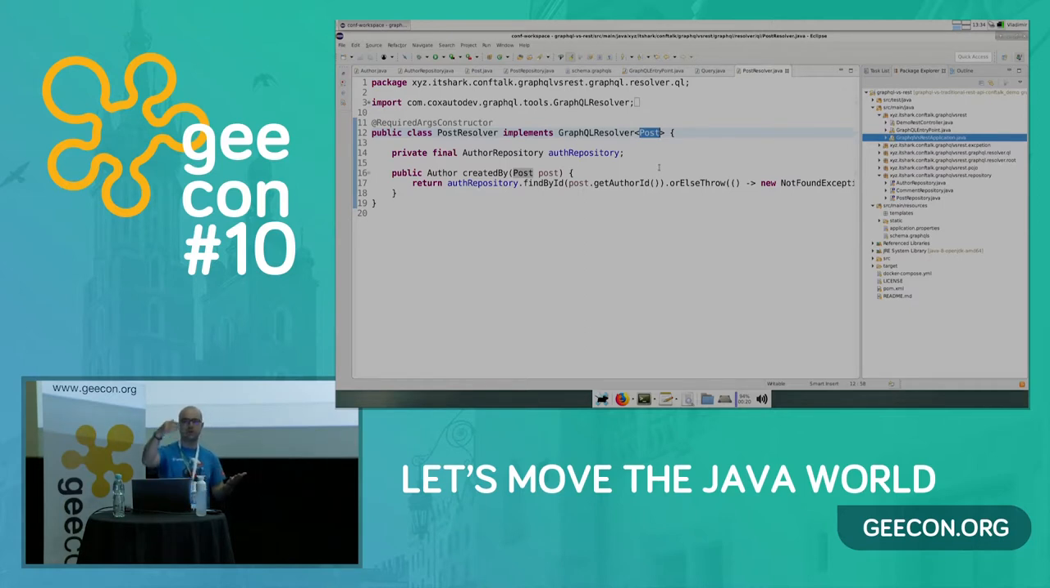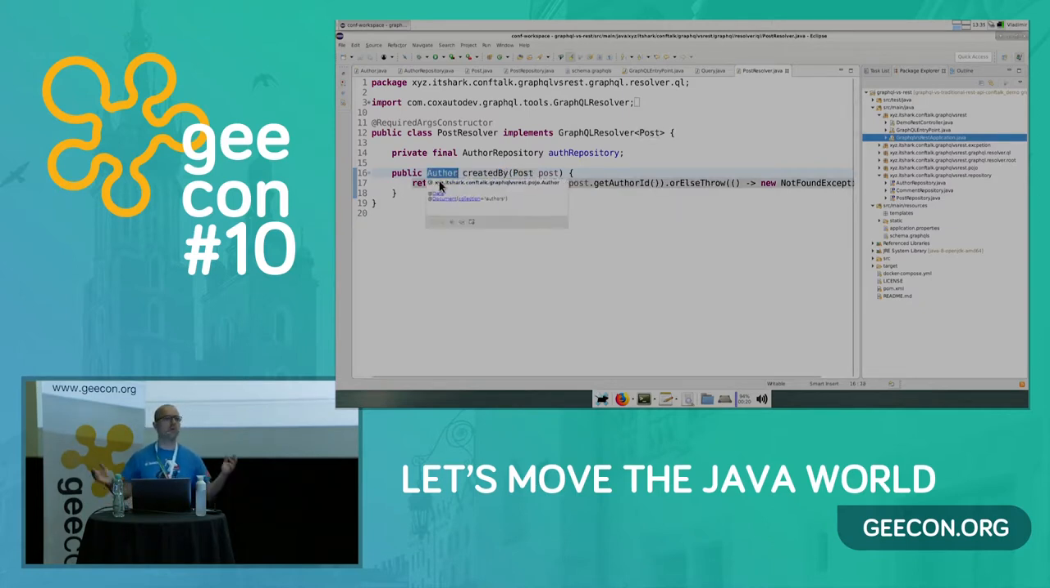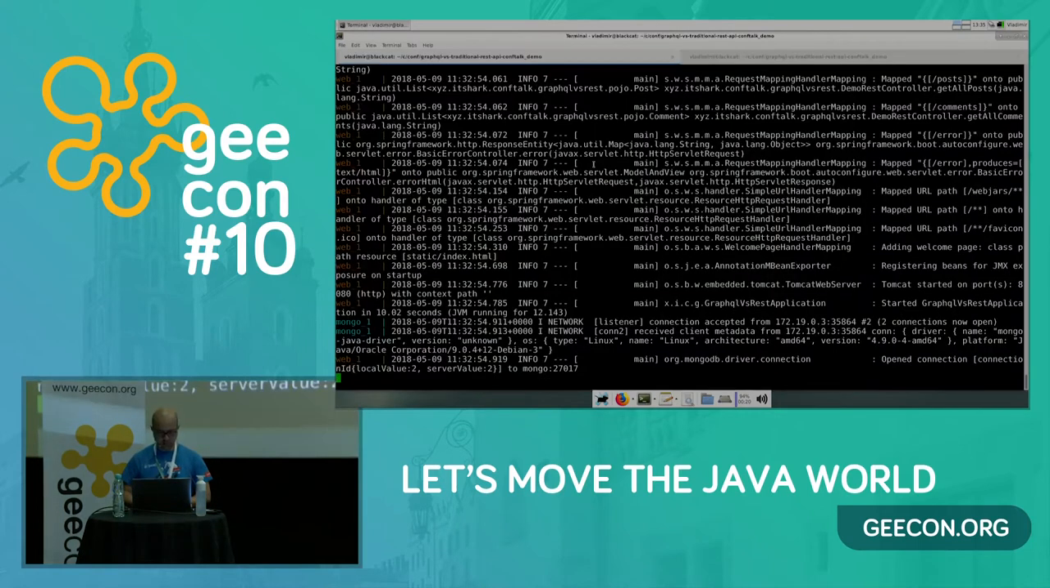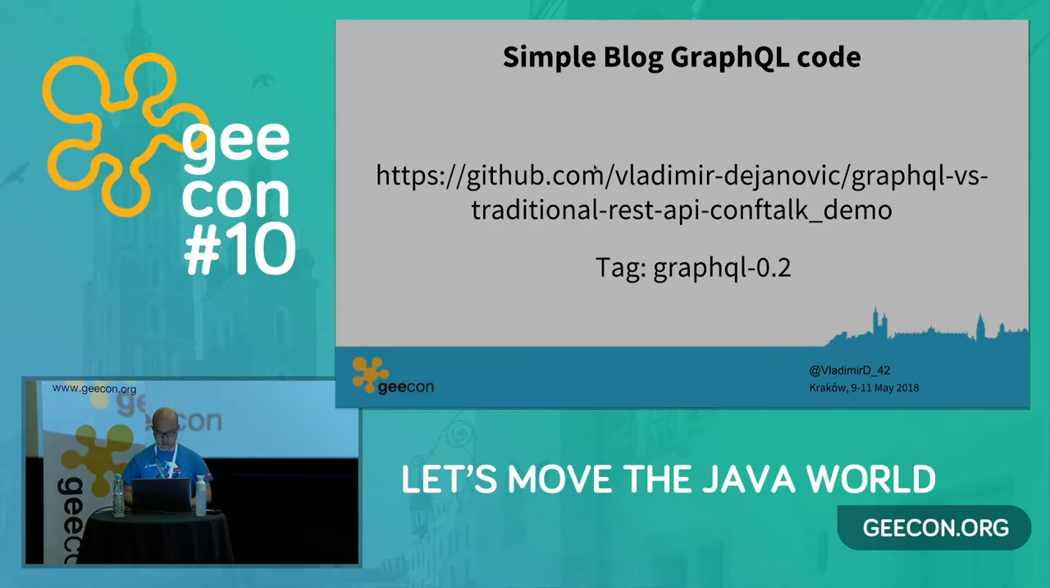So then it actually looks for the resolvers, finds the resolver, which it identifies in this way, and then checks: does this resolver have the field which I need? Method createdBy takes an argument post and returns back the author. Yes, it does. Cool, I'll call this one, and job done. And that's basically all the magic to it. Nothing fancy.